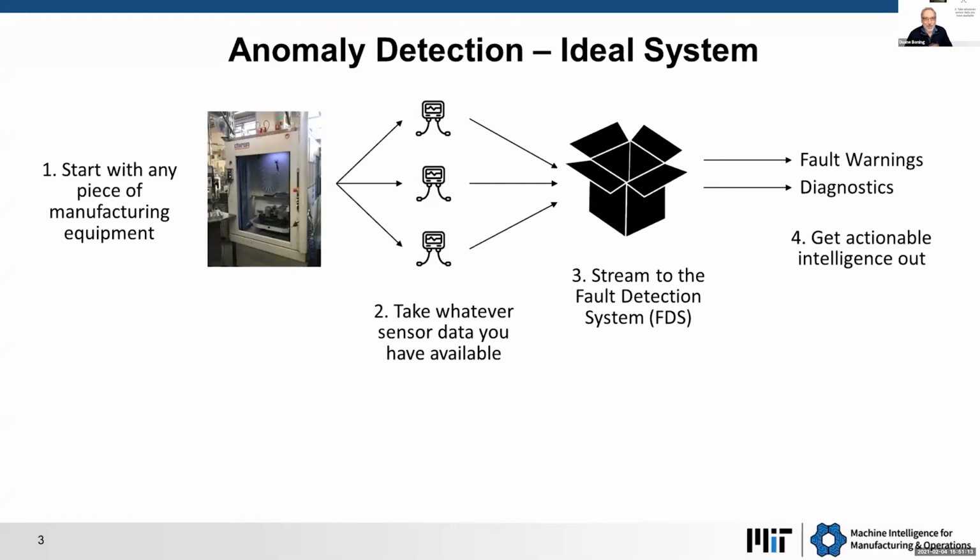So ideally, what you would like in anomaly detection is an easy and fast to deploy, relatively generic approach where you could start with almost any piece of equipment you may have for manufacturing that has some sensors or some recording data in a time series sense available, feed that through to some kind of a fault detection system and get actionable intelligence out, whether that's a fault warning, an anomaly has happened, and then as you go further, diagnostics or predictive maintenance, as we heard about yesterday, with predictions on when things are going to fail.